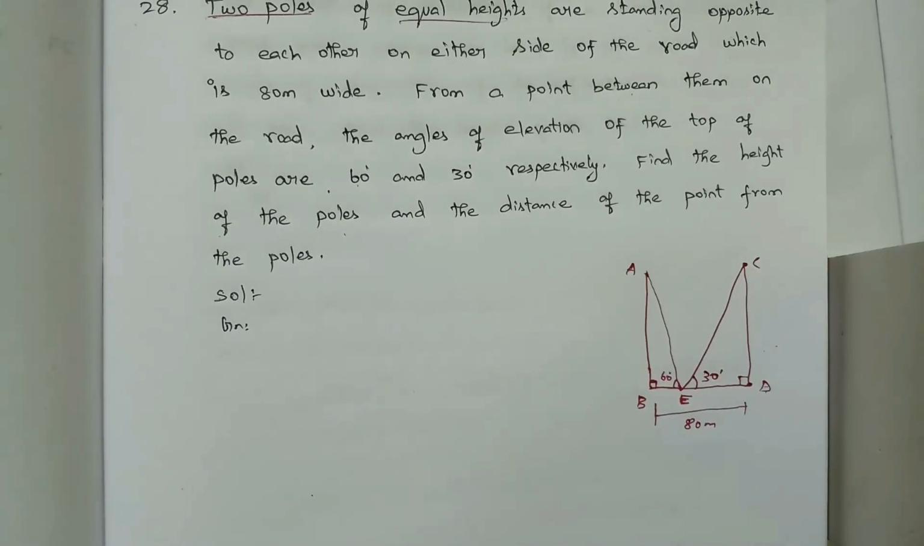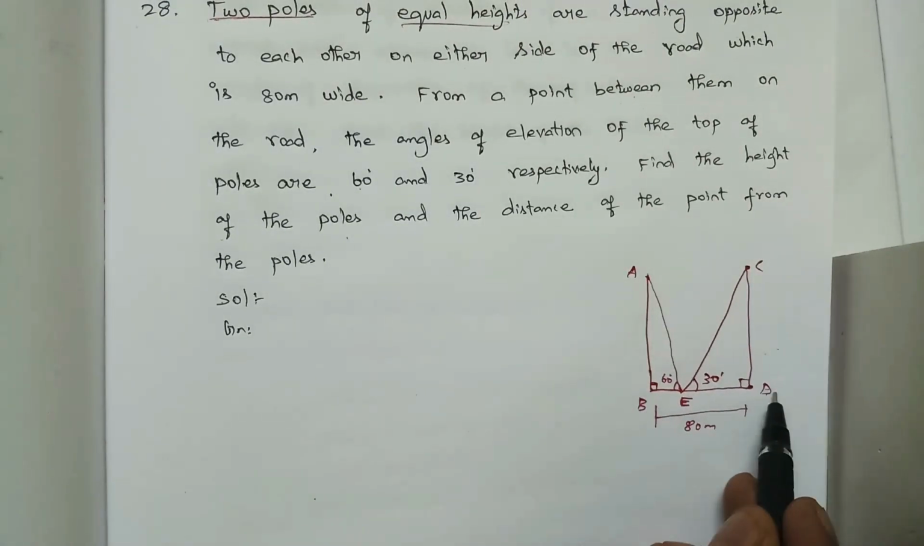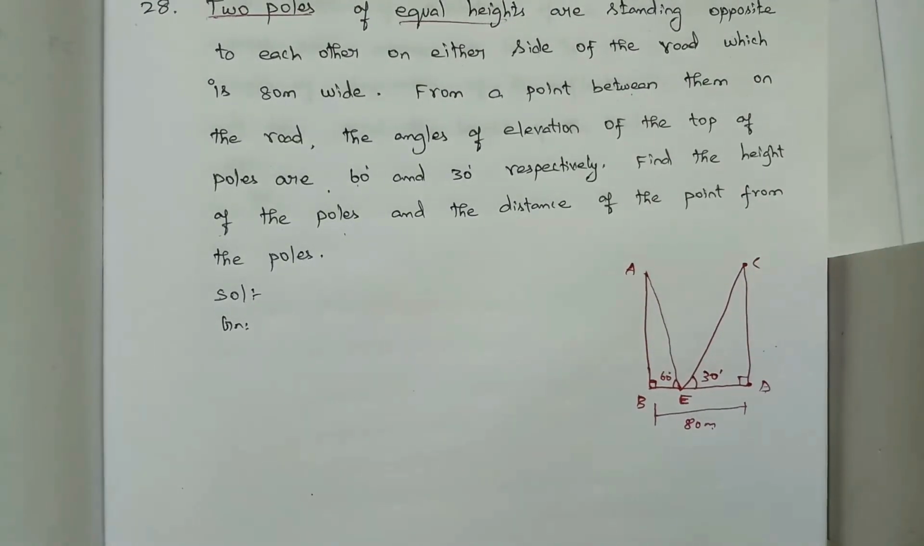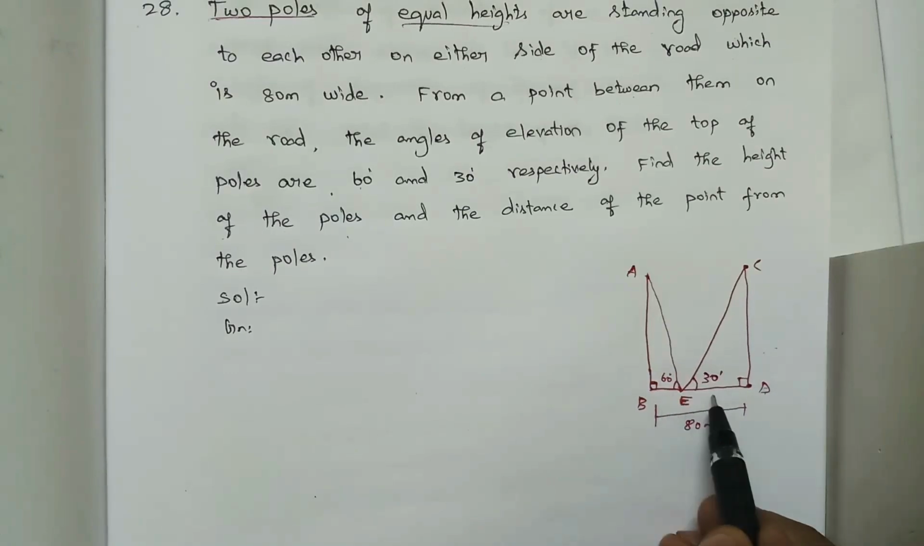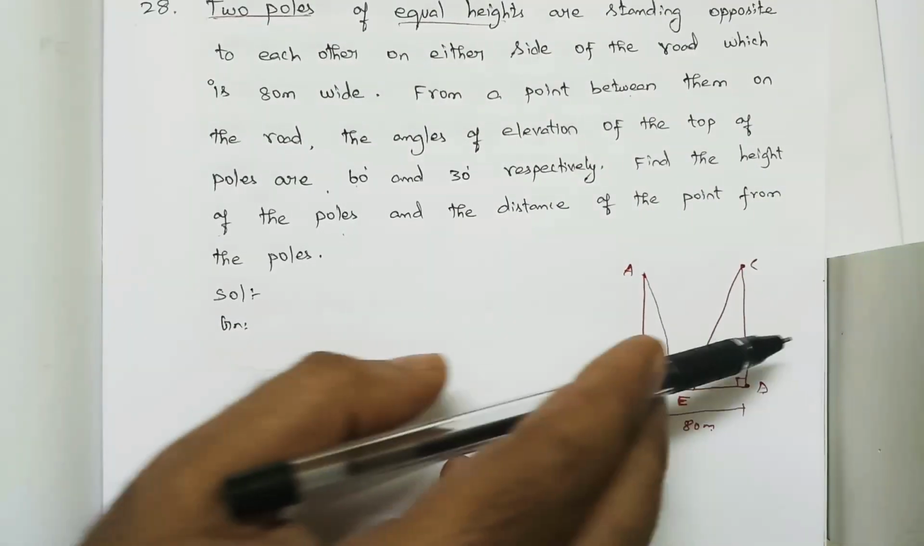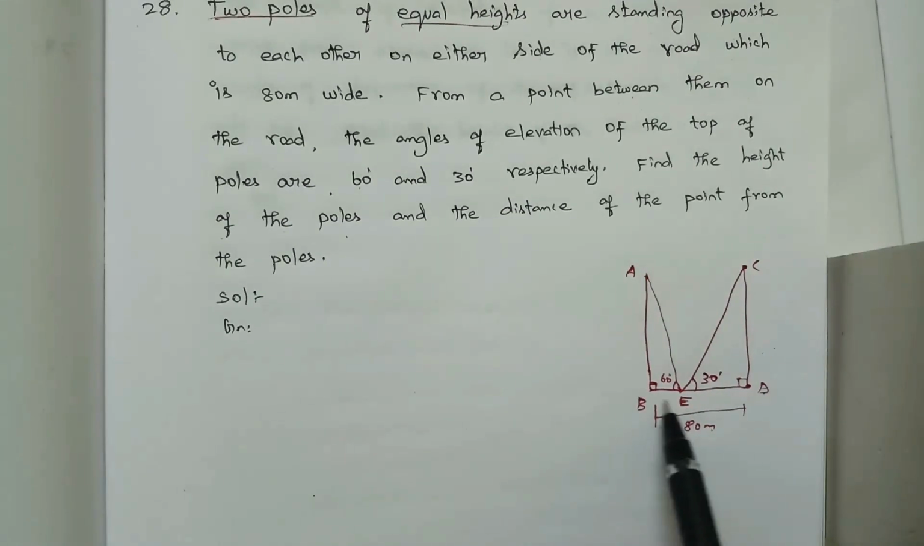And see that we know the total measurement, right? BD is equal to 80 meter, and I'm just going to assume these variables. What are the things we want to find? We want to find the height of the pole, at the same time the distance between these two, right?